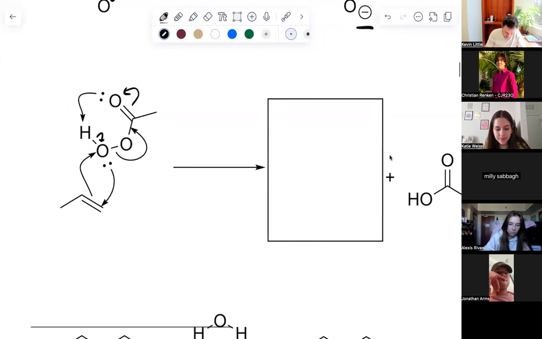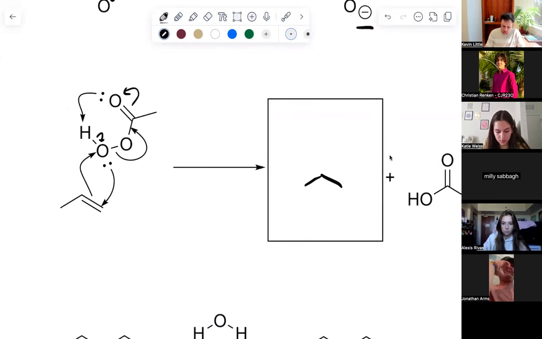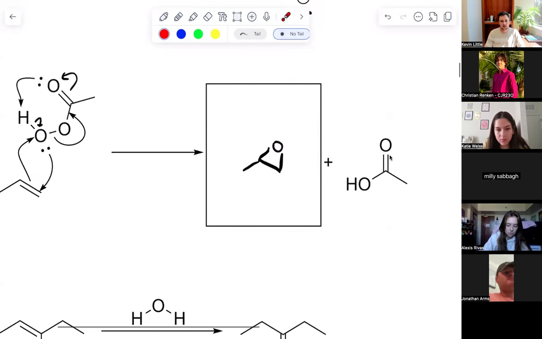But the key idea here is that I have this carbon chain and this oxygen is bonding to that carbon, and the double bond here is forming another bond to that oxygen. So this shows a cyclic formation here of an epoxide.